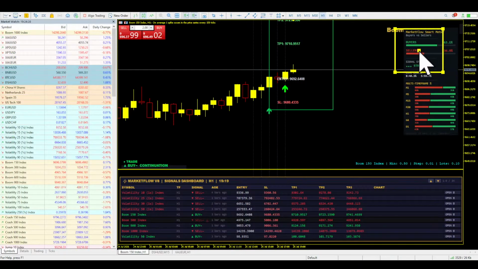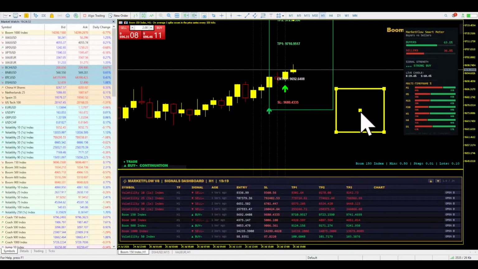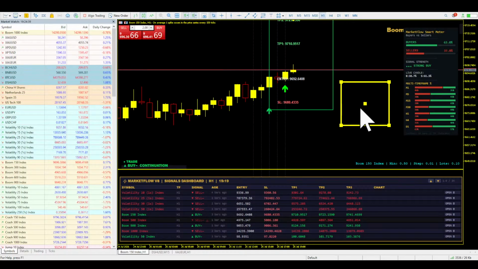Basically what it does is show you how many buyers and sellers are in the market at any given time. The logic is, if there are more buyers than sellers, you're looking for buy trades. If there are more sellers than buyers, you're looking for sell trades. Very simple. When we combine it with our trading system, it becomes a lot easier for us to get very high quality trades.